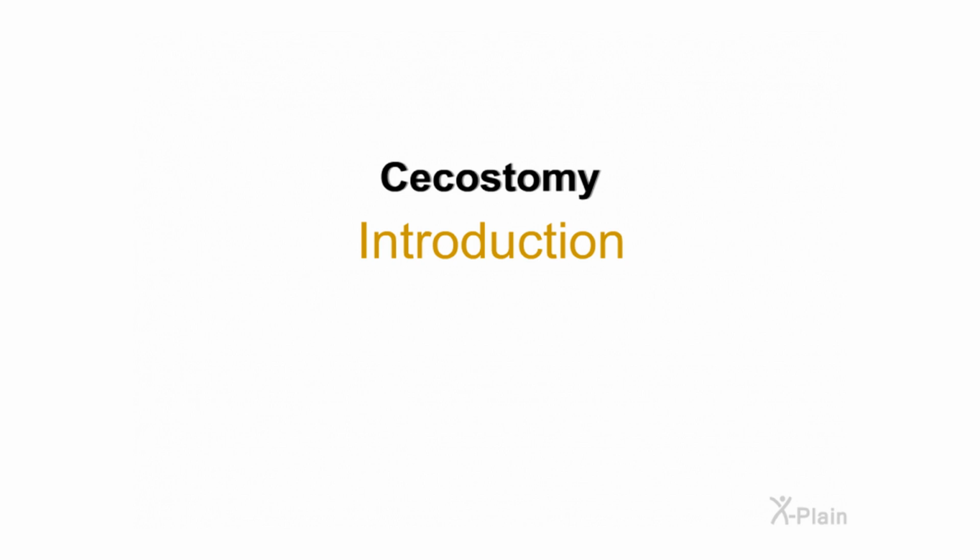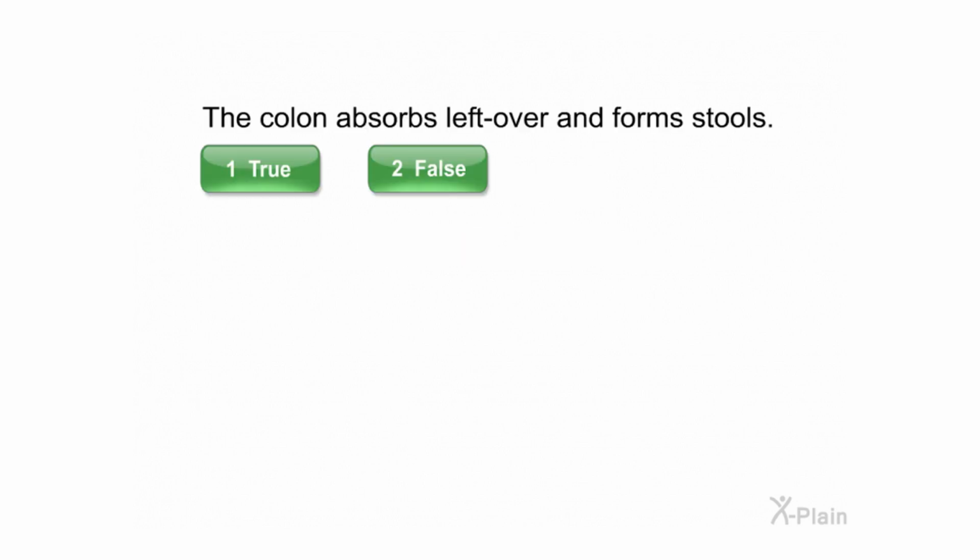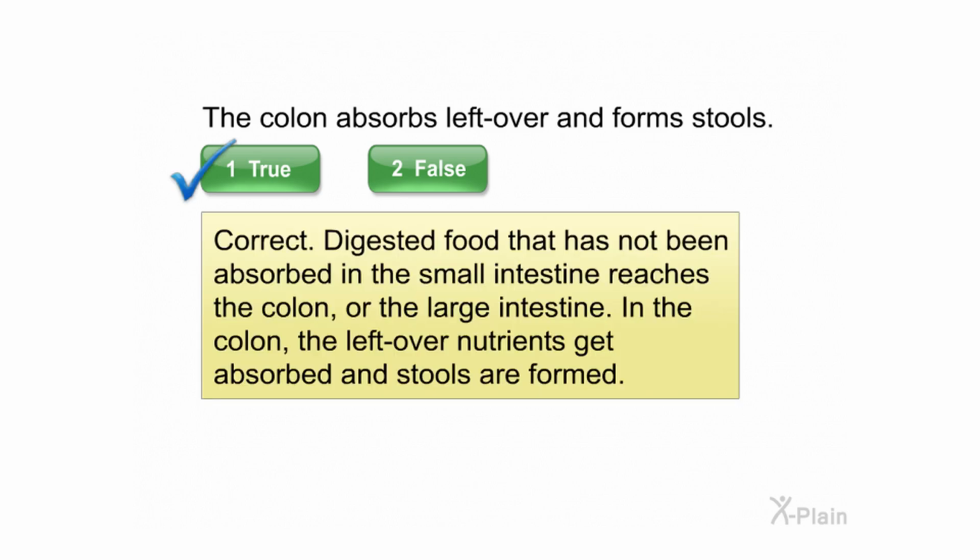Cecostomy. Introduction. The colon absorbs leftover nutrients and forms stools. Select true or false. Correct. Digested food that has not been absorbed in the small intestine reaches the colon or the large intestine. In the colon, the leftover nutrients get absorbed and stools are formed.